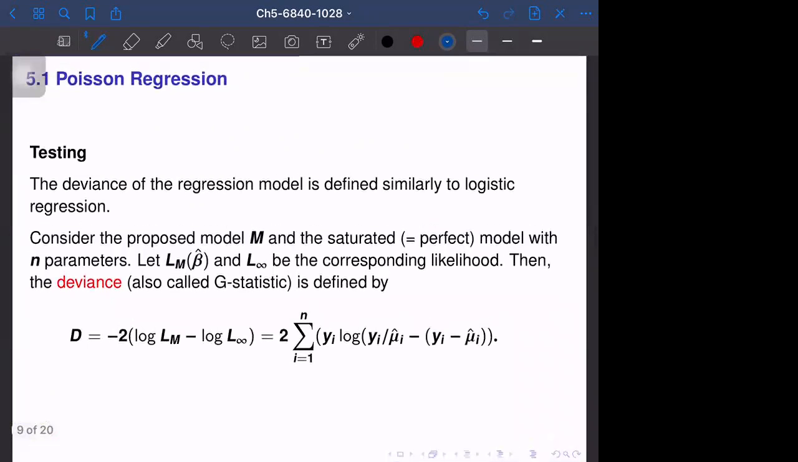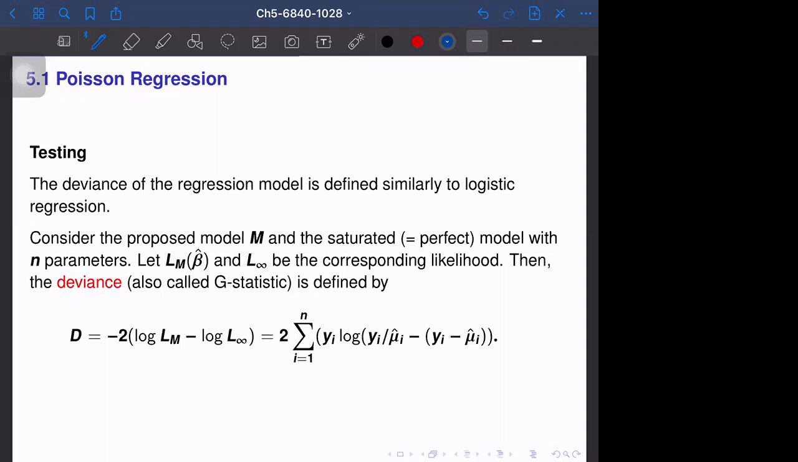Next is testing. One test is whether or not our model is appropriate. The other test is to compare two nested models, to see whether the larger model is significantly better than the smaller model. We would like to answer that question by testing.